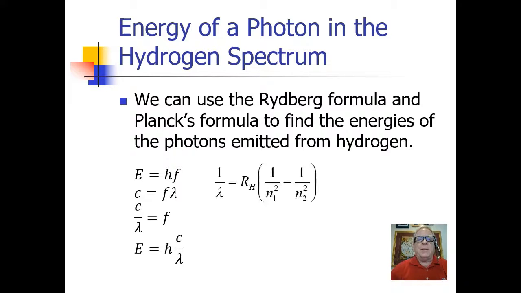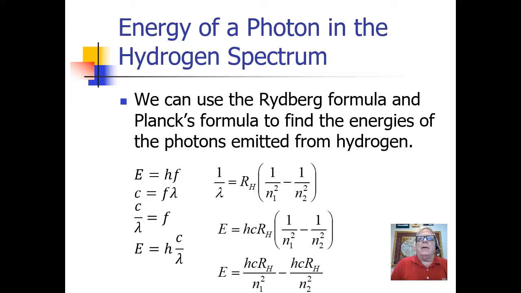That's 1 over lambda. That's convenient because in the Rydberg formula we have 1 over lambda. So we can just multiply both sides of the Rydberg formula by hc, and that'll give us a formula that says that the energy of a photon is equal to hc times R_H, the Rydberg constant, times the quantity 1 over n1 squared minus 1 over n2 squared. Or, bringing the constants into the parentheses, we have hc times the Rydberg constant over n1 squared minus hc times the Rydberg constant over n2 squared.